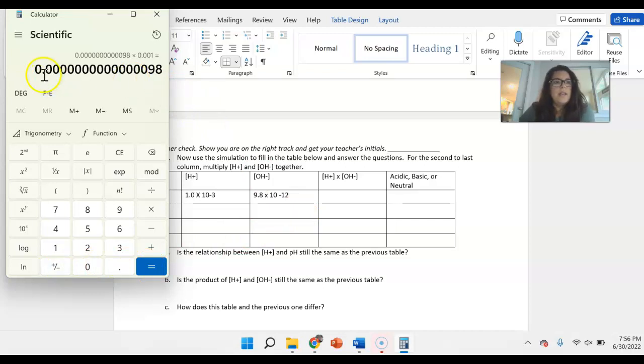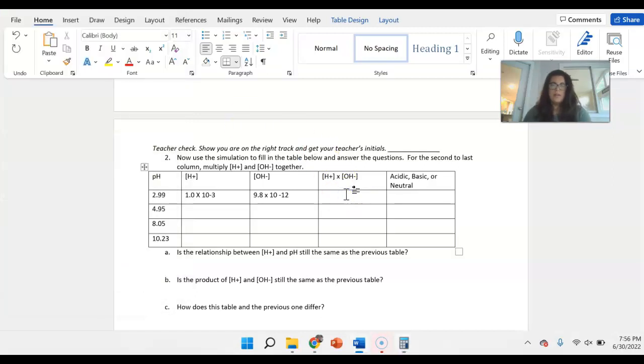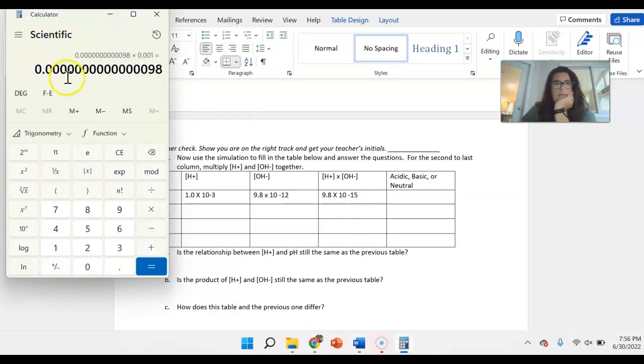So again, it's a big number, but if you move the decimal, so we go 1, 2, 3, 4, 5, 6, 7, 8, 9, 10, 11, 12, 13, 14, we would then end up with 9.8 times 10 to the negative 15th, because we want to put the decimal between the 9 and the 8.